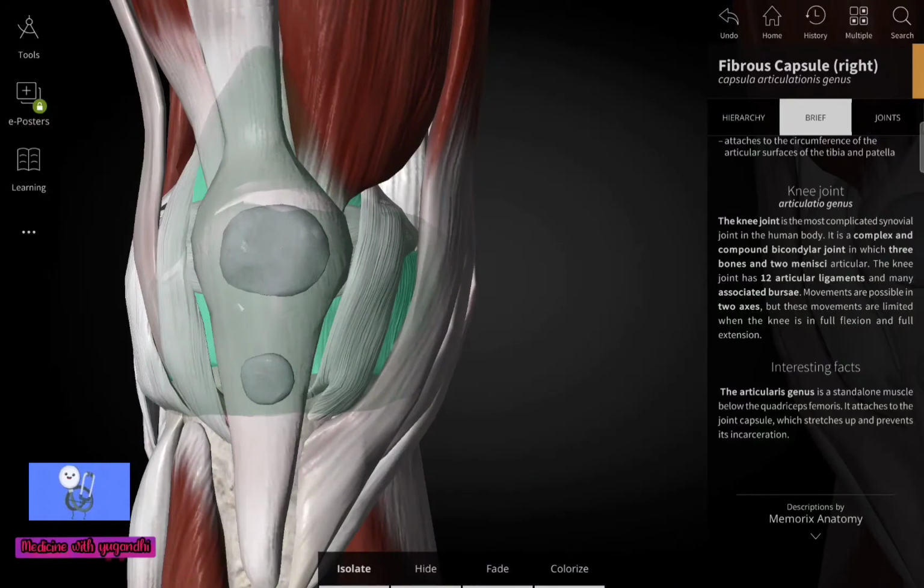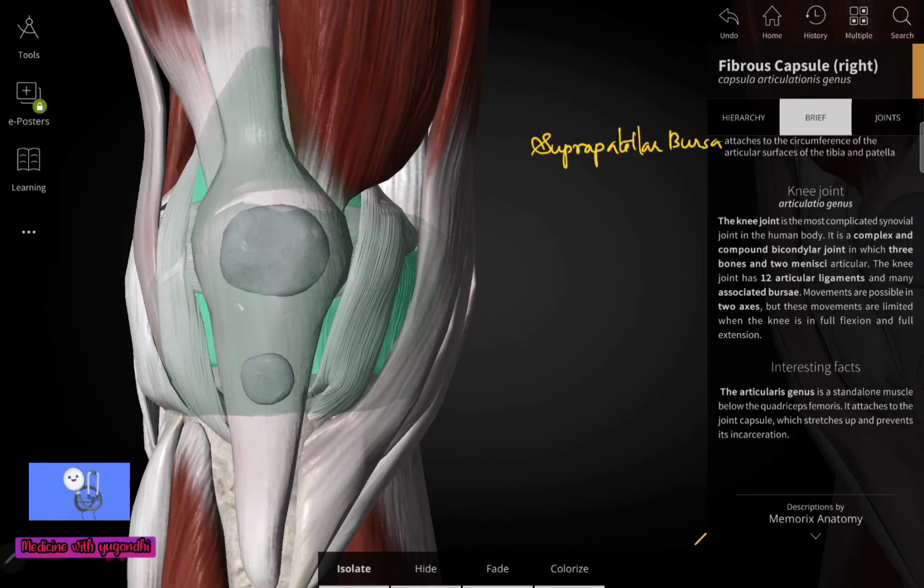In this video we will be discussing the ligaments of the knee joint, particularly the fibrous capsule, and in particular the openings in the fibrous capsule. So first let me point them out, then we will look into them briefly. One of the gaps leads into the suprapatellar bursa.